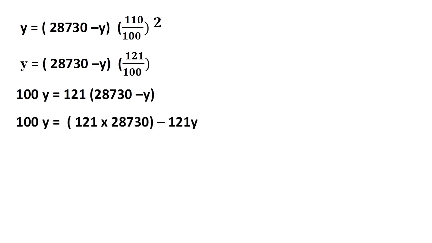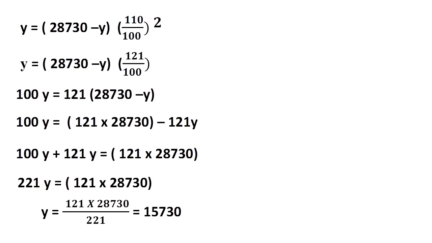Keep 100y as it is, and on the right hand side take out the product: 121 into 28,730 minus 121y. Shift minus 121y to the left hand side. It results as the sum of 100y and 121y. 121y plus 100y is equal to 221y, which is equal to 121 into 28,730. I have not calculated the product. I have kept the product as it is. Why? Because it will be easy to simplify. Hence the value of Y will be equal to 121 into 28,730 whole divided by 221.